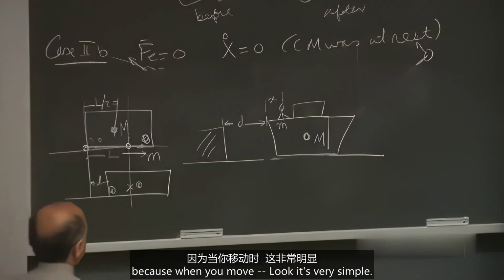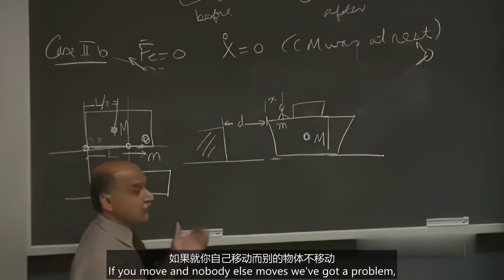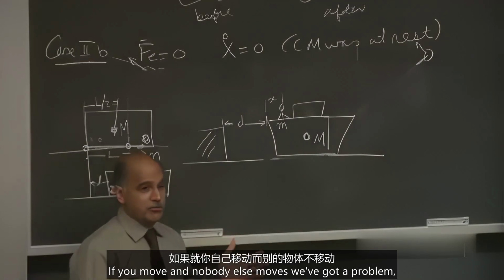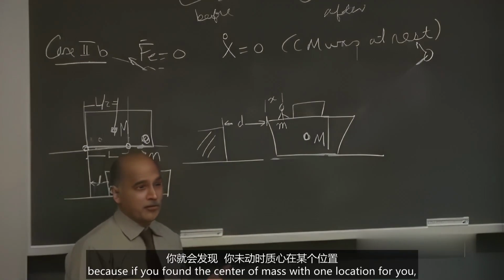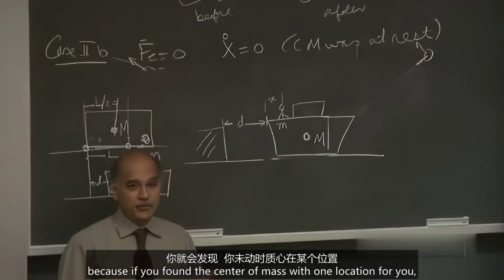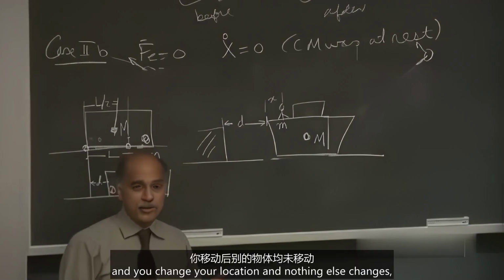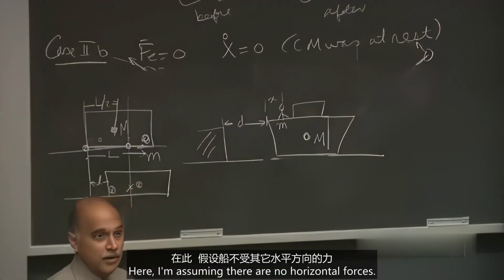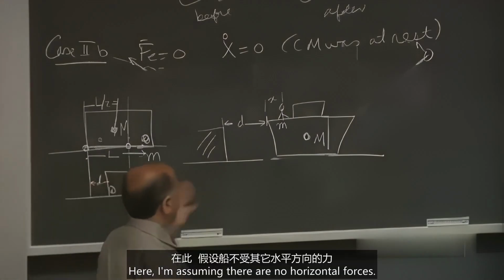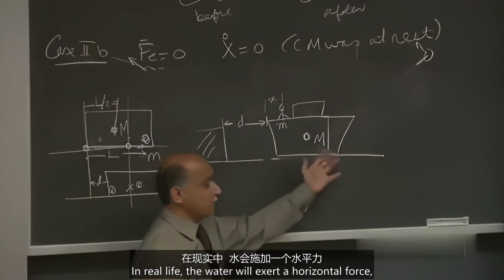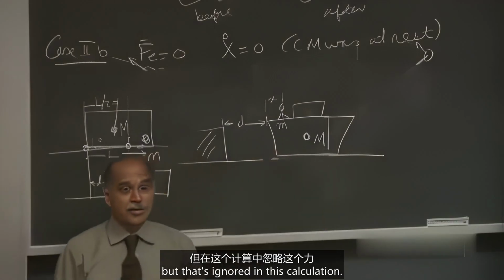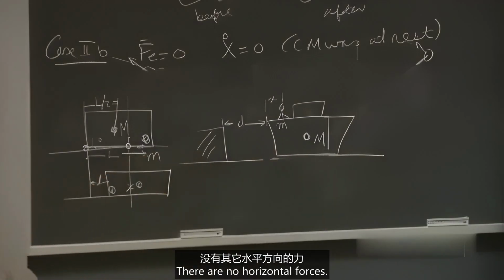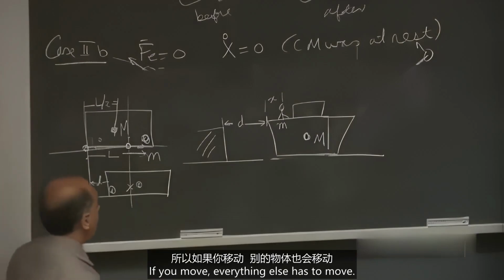Because when you move, look, it's very simple. If you move and nobody else moves, we got a problem. Because if you found the center of mass with one location for you, and you change your location and nothing else changes, the center of mass will change, and that's not allowed. Here I'm assuming there are no horizontal forces. In real life, the water will exert a horizontal force, but that's ignored in this calculation. There are no horizontal forces. If you move, everything else has to move.